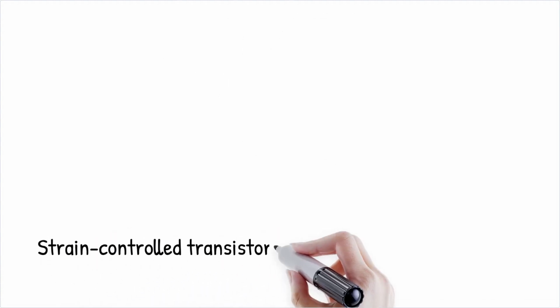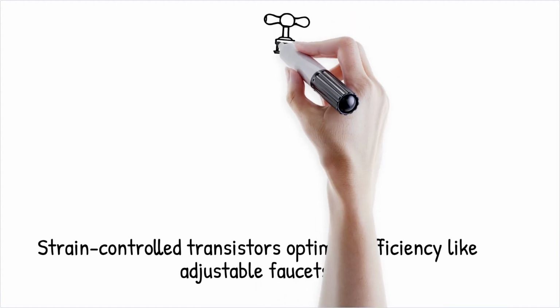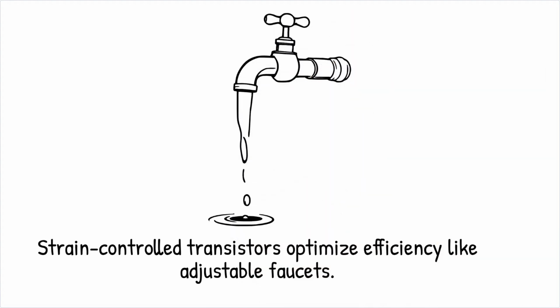Analogy: strain-controlled transistors are like adjustable faucets that precisely regulate water flow, optimizing efficiency and reducing waste.